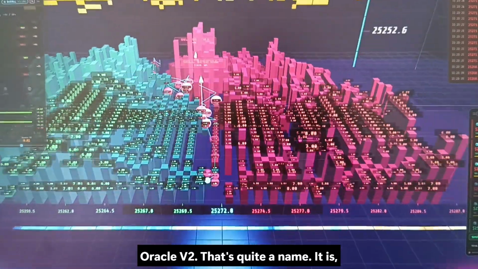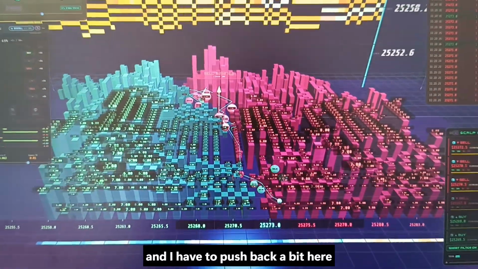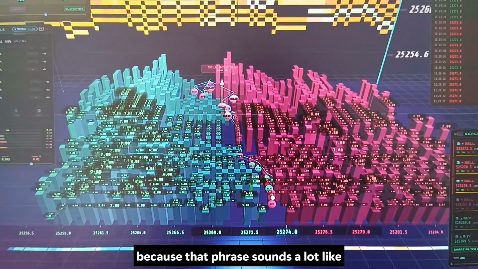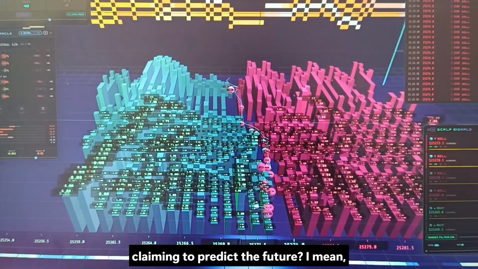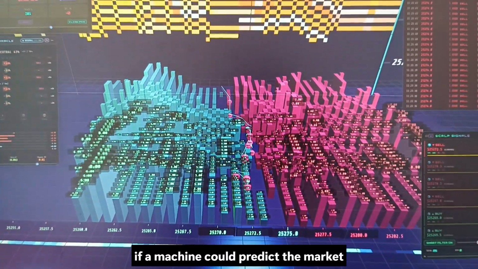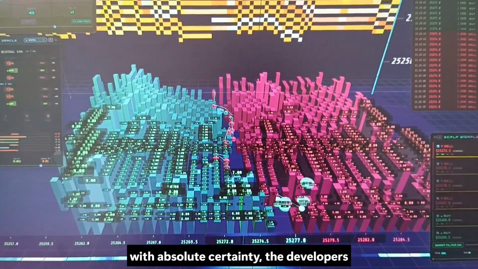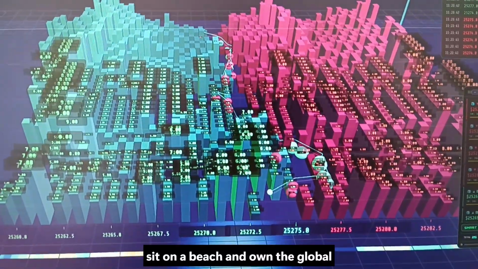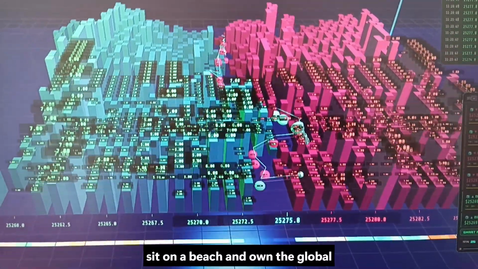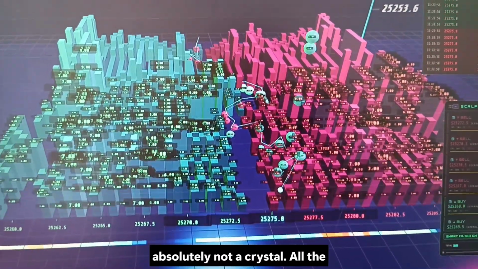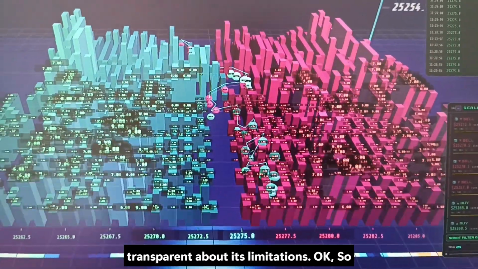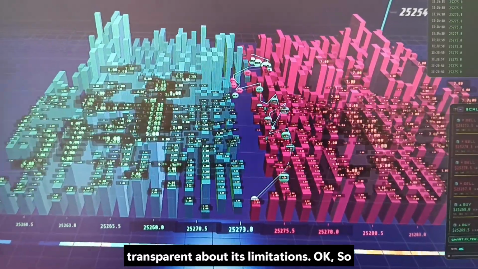It's quite a name. It is, and I have to push back a bit here, because that phrase sounds a lot like marketing hype. Is this software actually claiming to predict the future? I mean, if a machine could predict the market with absolute certainty, the developers wouldn't be licensing it out. They'd just sit on a beach and own the global economy. That's a fair point, and it's absolutely not a crystal ball. The architecture documents are actually very transparent about its limitations. Okay, so what is it doing then?